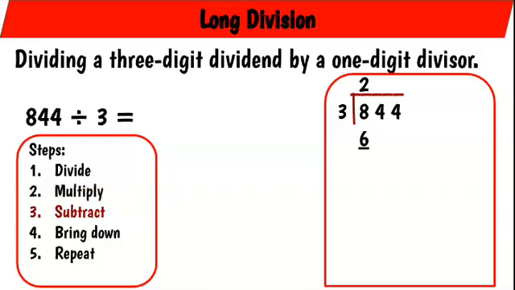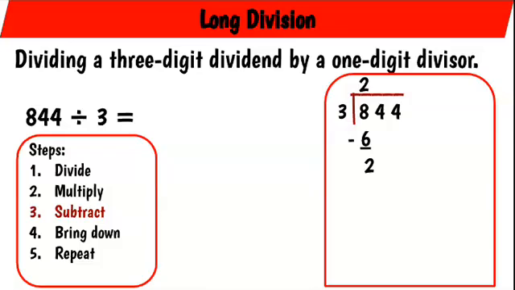Now we have to move on to our next step, which is subtract. That 6 that we got goes below that first digit that we were working with, that 8. So now we're going to subtract 6 from 8, and we get 2. Now let's do some comparing here. How many groups of 3 can we get from 2? So how many times can 3 go into 2?